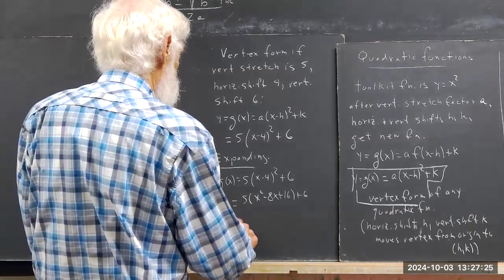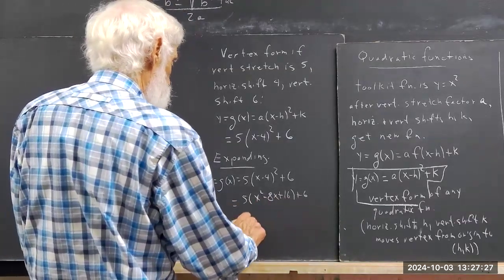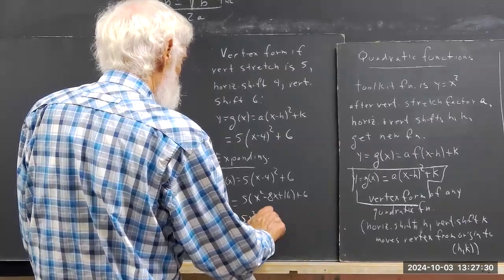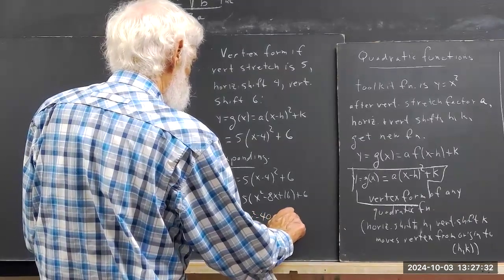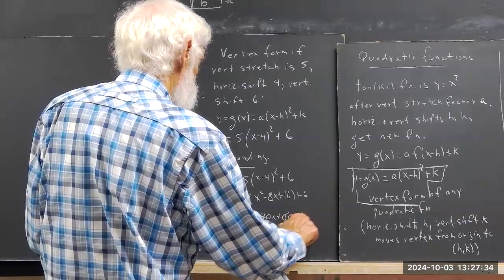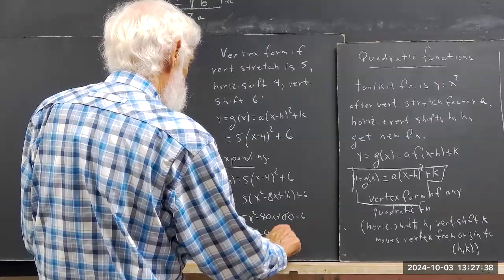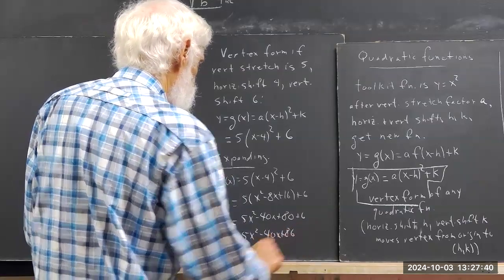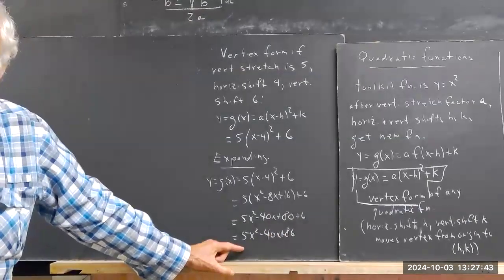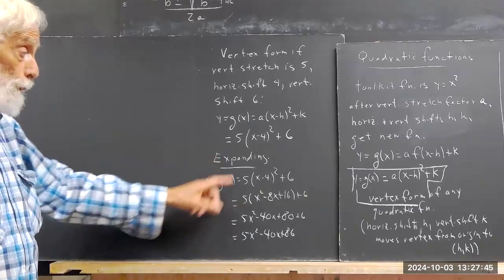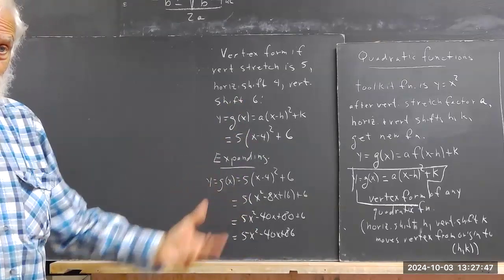So anyhow, we do this, and then we distribute 5 through here. We get 5x squared minus 40x plus 80 plus 6, which is 5x squared minus 40x plus 86, if I did all my algebra correctly. And this is just straightforward algebra. Boom, boom, boom. You do it.